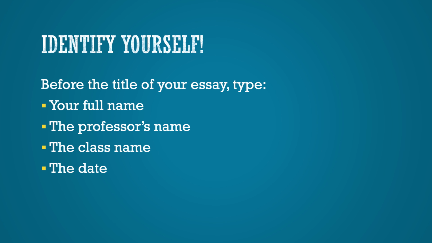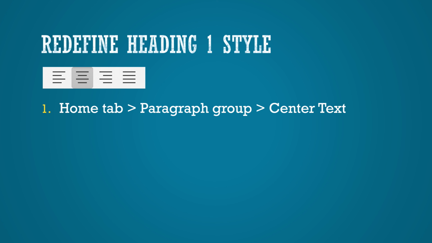Now obviously, we want to identify ourselves, so the professor knows who's written the essay. Since you've set up the normal style to properly format the text, type your full name, the professor's name, the class name, and the date. 4 separate lines. Next, we need to identify the essay. To center the title line, from the Home tab in the Paragraph group, there's a set of 4 icons that will affect text alignment. Choose the second option to center the text. Then type the title of the essay.